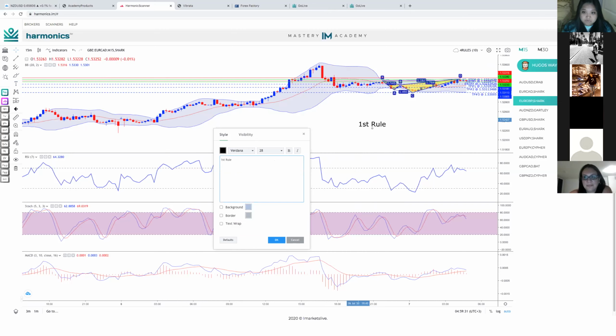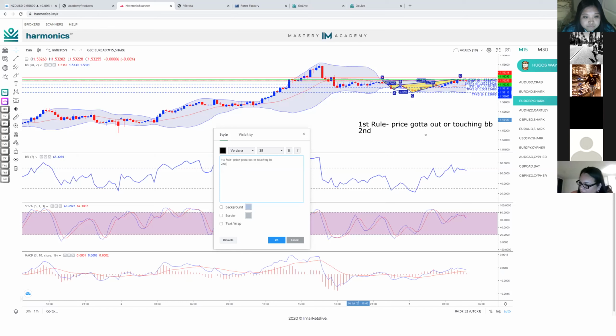First rule: price has to be out of or touching the Bollinger Band, on the upside or the downside. If it's the upside, what we try to do is sell. If it's the downside, we try to go up. Remember, it's a reverse strategy. We try to reverse, okay?